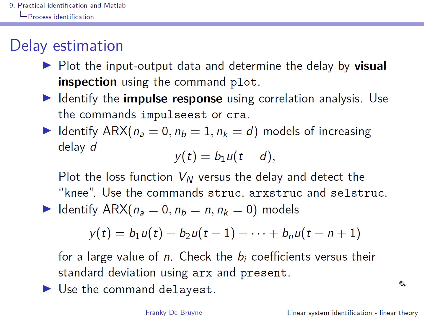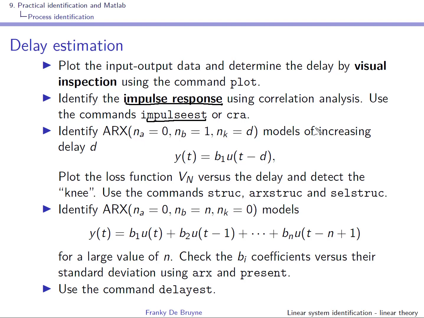Very often, for instance for this rainfall river flow data, it is rather difficult to obtain the delay just by visual inspection. So what you might do then is identify the impulse response of the system and have a look at that, right? And this is using the command impulseest. And what you can then do is look at the values of the impulse response, and as soon as you see a value that is substantially higher than the confidence interval, then you have identified the delay in the system.